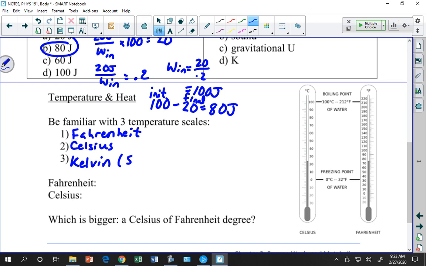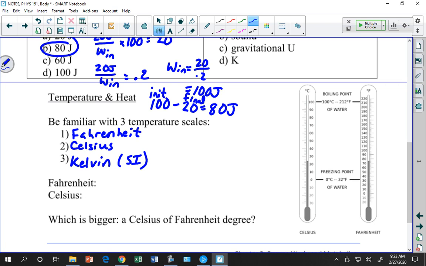Kelvin is actually the SI unit. I know that you rarely use Kelvin. You often use Fahrenheit, and I might use Celsius some, but Kelvin is the SI unit for temperature. So Fahrenheit and Celsius are really similar in the way that they're defined, and then Kelvin is quite a bit different.